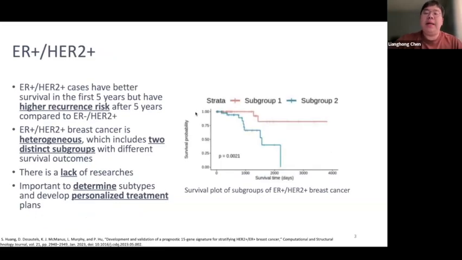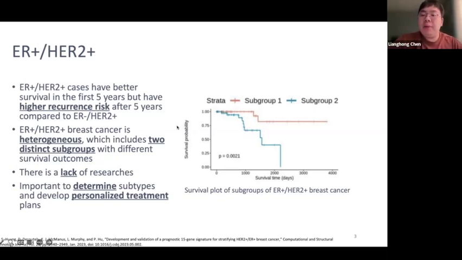There are a few reasons that we are most interested in ER positive, HER2 positive breast cancer. Some studies have shown that ER positive, HER2 positive cases have better survival in the first 5 years, but have a higher recurrence risk after 5 years compared to ER negative, HER2 positive cases. Besides, our previous work indicates that ER positive, HER2 positive breast cancer is also heterogeneous, which means this type of breast cancer can be further categorized into two subgroups according to the different survival outcomes of patients.